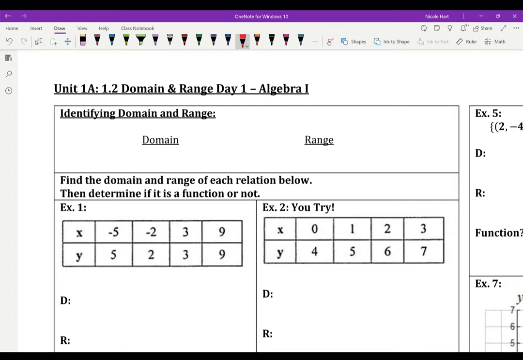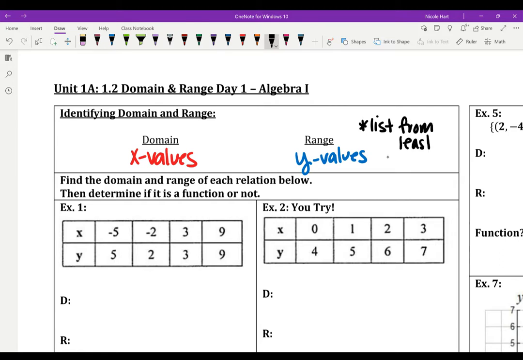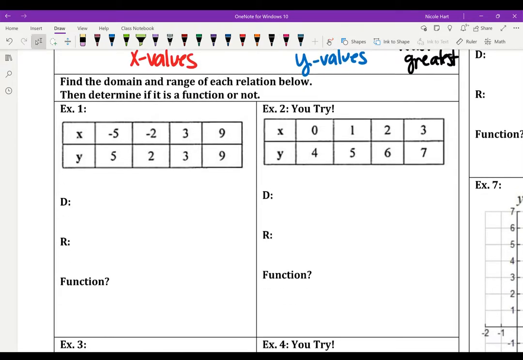We are going to be talking about the domain and range, which are our x and y values. Your domain are the x values of your equation or your graph or your function. The range is going to be the y values. And we are always going to list these from least to greatest.